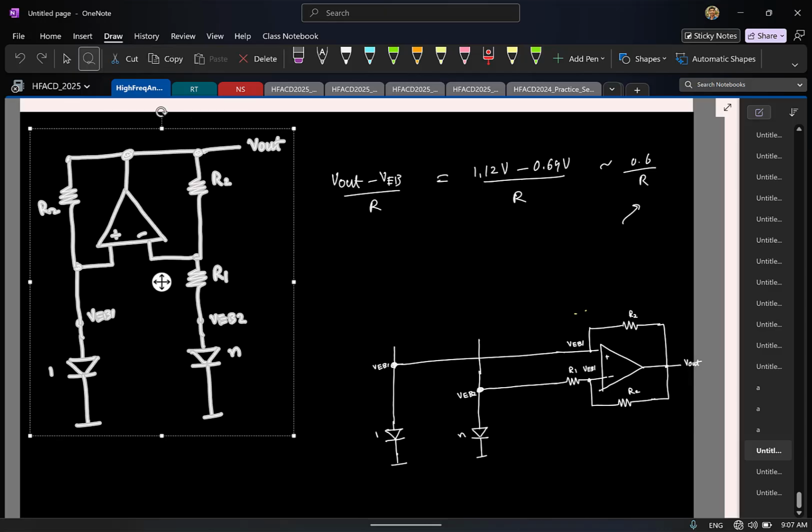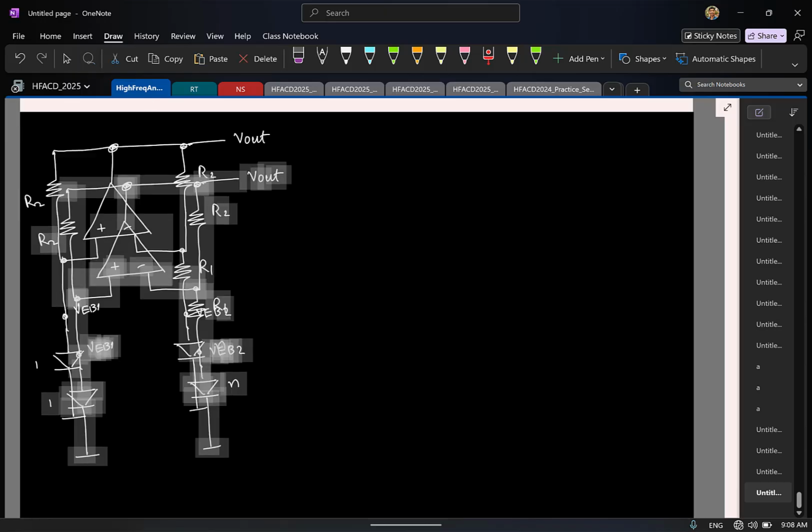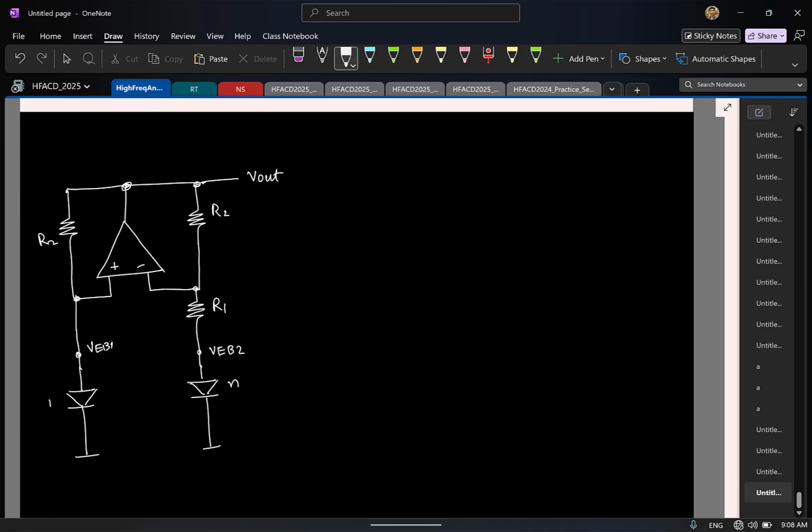So this is our simple circuit. And the other thing is, it turns out if you calculate this voltage, this comes out to be about 1.12 volt, equal to the bandgap voltage of silicon. Because of this it is called a bandgap reference.